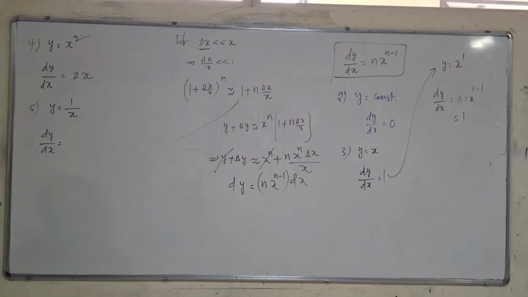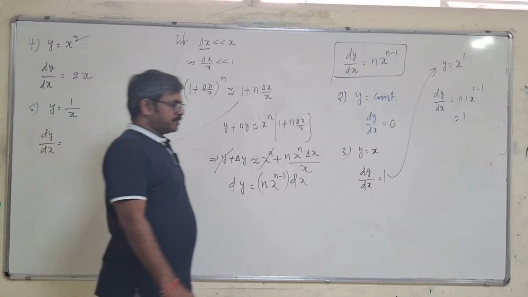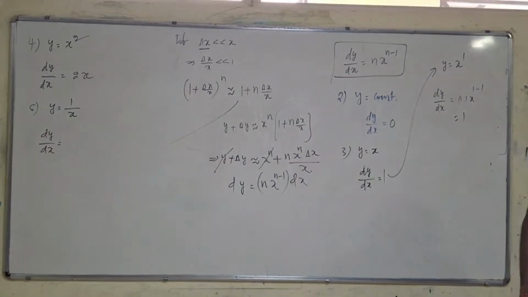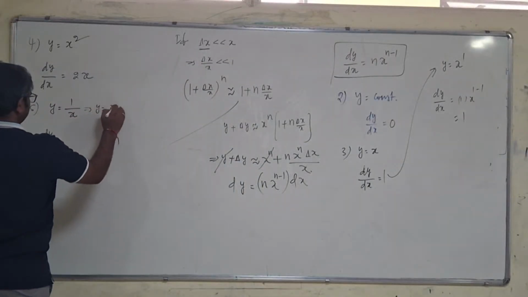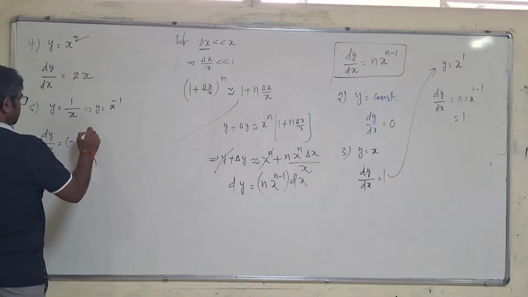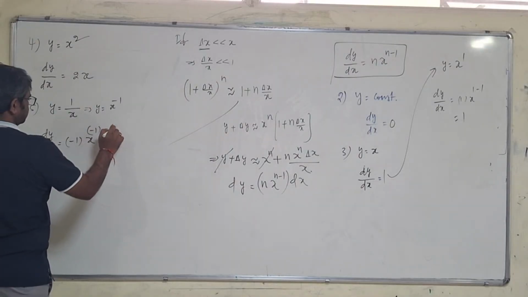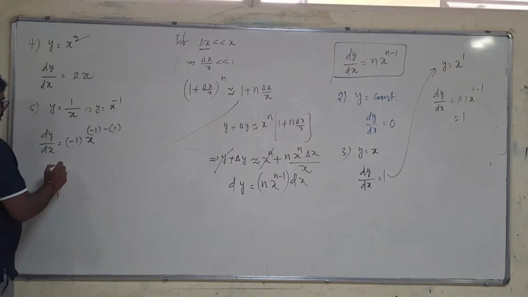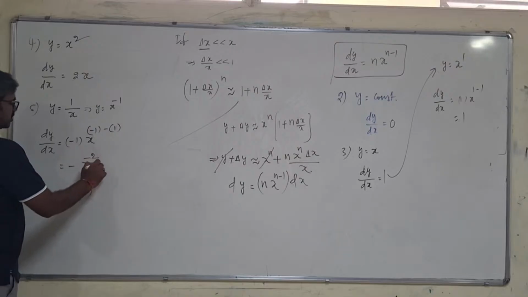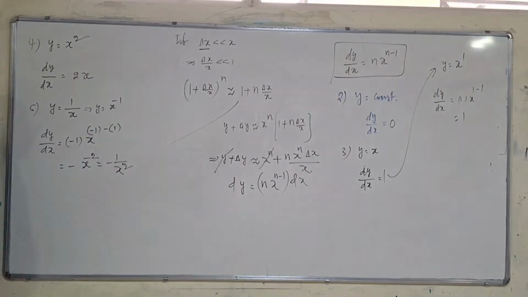1 by x means x power how much? Minus 1. Do it. Apply that formula. Minus x power minus 2. y is equal to 1 by x means x power minus 1, so this is minus 1 into x power n minus 2. So you'll get minus x power minus 2, or minus 1 by how much? x square.